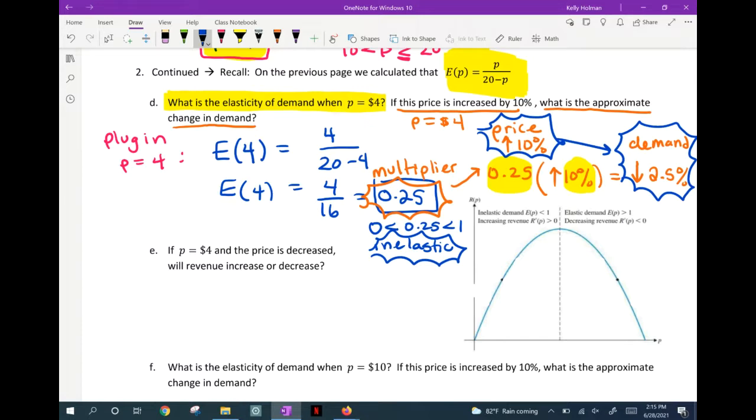How are we feeling on that? Any questions on how I used that elasticity calculation as a multiplier? I multiplied it to the percent, and that 10% was just given to us, right? That 10% was given info. This was my E of 4 over here. So if they had said the price increased by 5%, I'd multiply 5% by the 0.25. If they said 3%, I'd multiply 3% by 0.25.